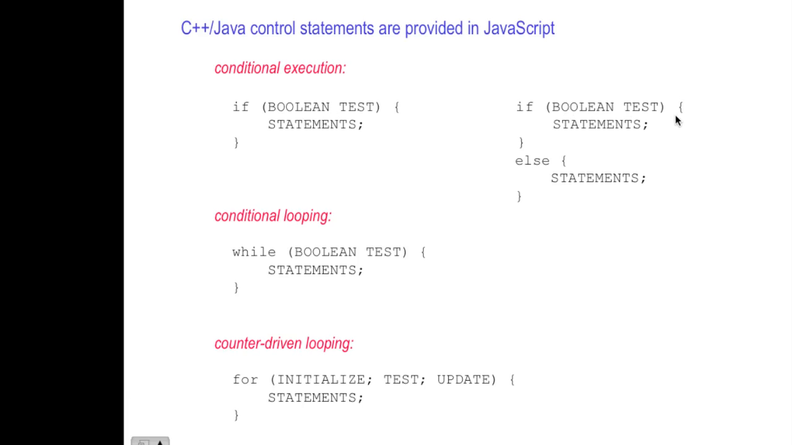So if Boolean test, some statements, else some statements. And then we have opening and closing brackets. If you're brand new to programming, it just says this is the code we want to execute for the if. This is the code here we're going to execute for the else.